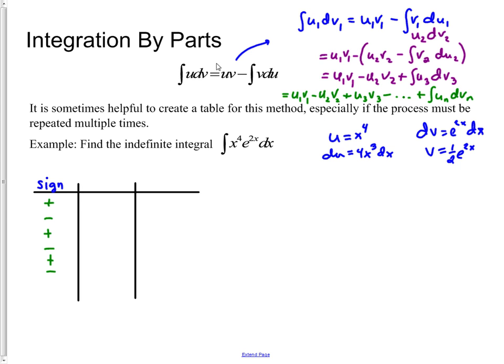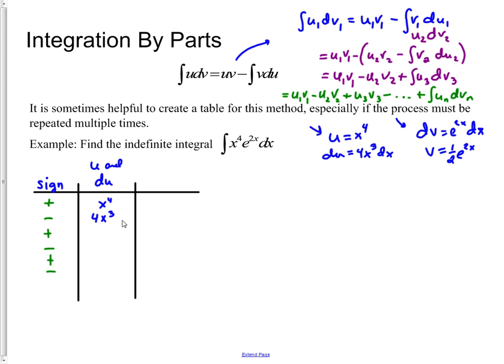Now the next step, of course, is that we're going to look for u. We had our u that we chose right here and our dv that we chose right here. So in this column, I'm going to put u and all the following du's that would occur. So let's start with x to the fourth, right? That's our initial expression, and then we're going to end up with its derivative, which is going to be 4x cubed dx, pardon me, 4x cubed dx.